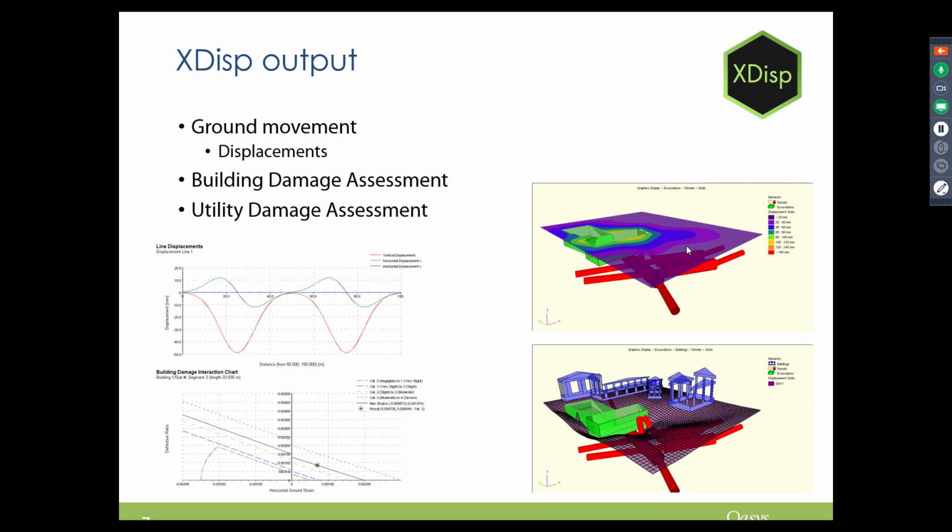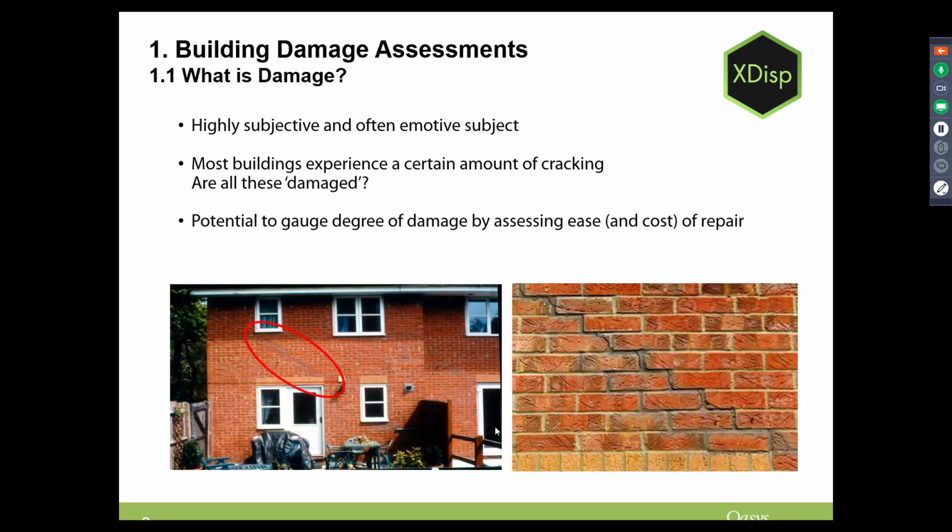You also have to tell XDisp where you want calculations to happen. So you have to input in grids and lines as well, but that was covered in much more detail in session 1. But what I'm going to go through today is the displacement outputs and the building damage interactions and utility damage assessments as well. So let's start now with the base theory before I go into the program in much more detail.